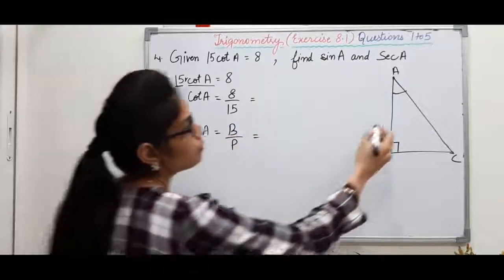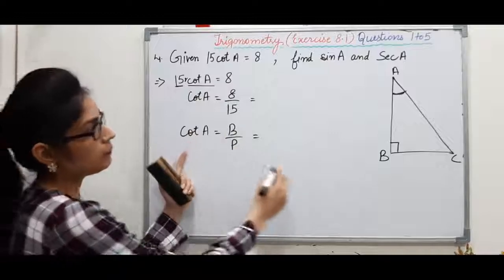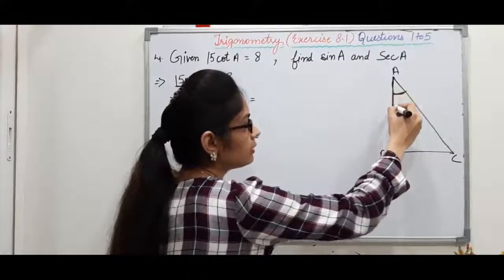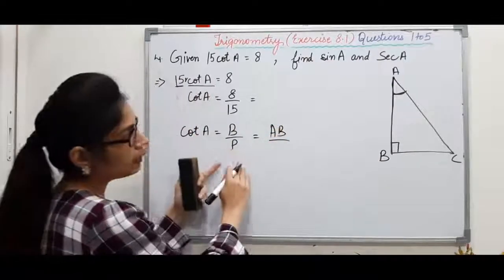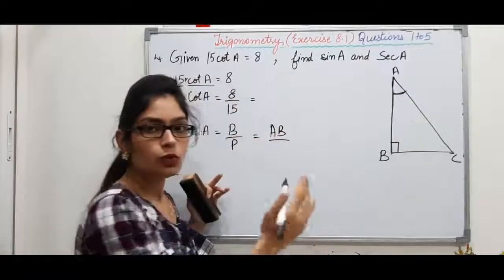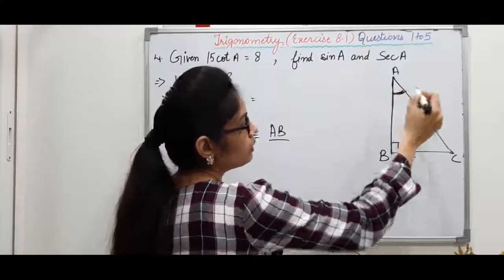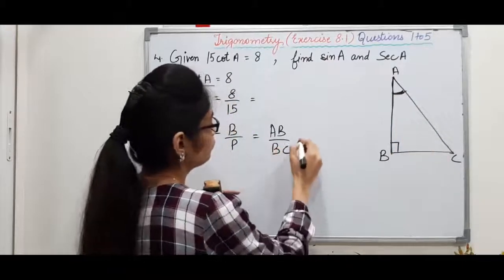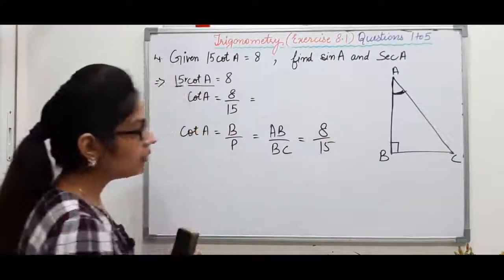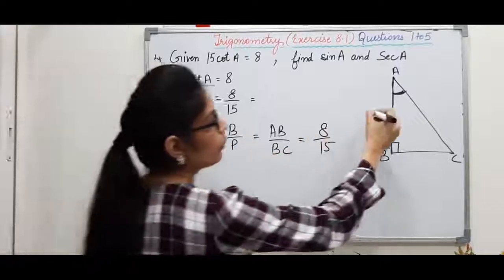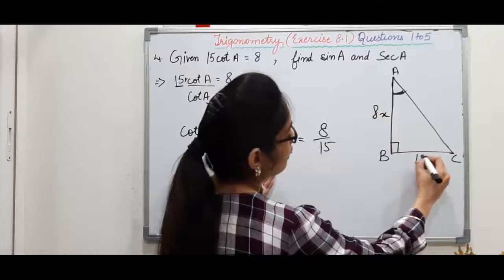So now with respect to angle A we have to see. So base is the adjacent side. So adjacent side is this one, which is AB, and perpendicular is the opposite side. So opposite to A, side BC is there. So we can write 8 by 15. So we will assume AB is equal to 8x and BC is equal to 15x.